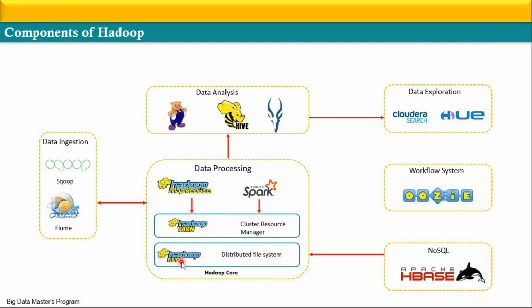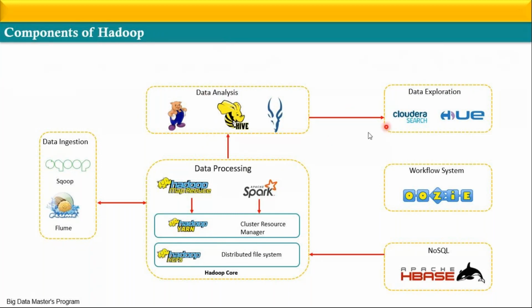And now we need to process it. Processing can be done with the help of MapReduce and Spark. Spark is what we are going to learn. So Spark can be leveraged in order to process that particular data. Once you have processed it and you want to analyze it, analysis can be done with the help of Pig, Hive and Impala. These are the three tools with which you will be able to perform analysis.